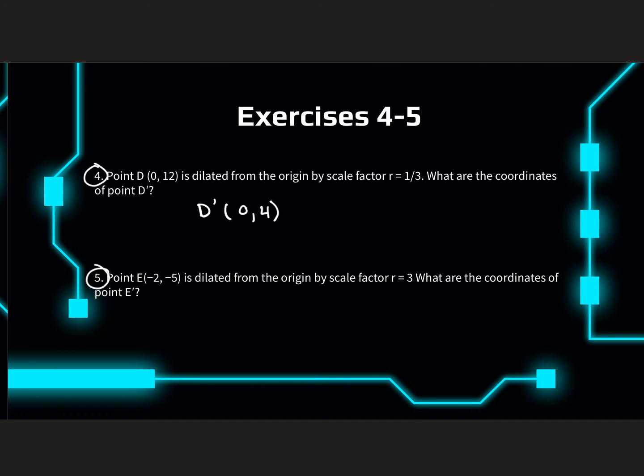And then point E (-2, -5) is dilated from the origin by a scale factor of 3. What are the coordinates of E prime? So remember, my x and my y coordinate are each going to be multiplied by 3. So we get (-6, -15), which again would enlarge.